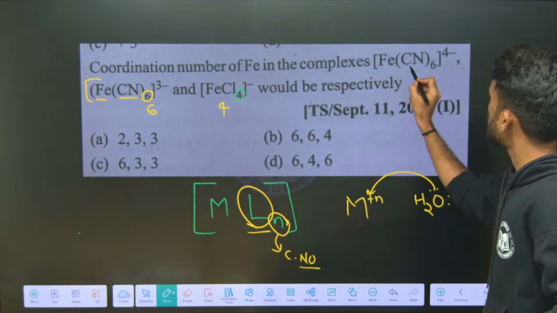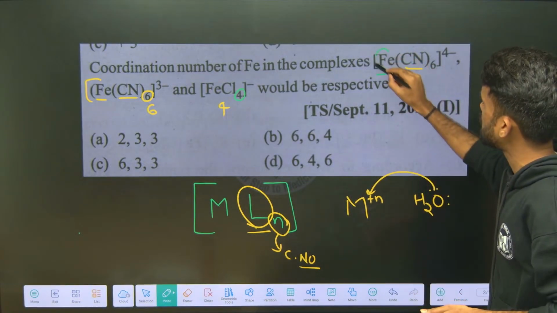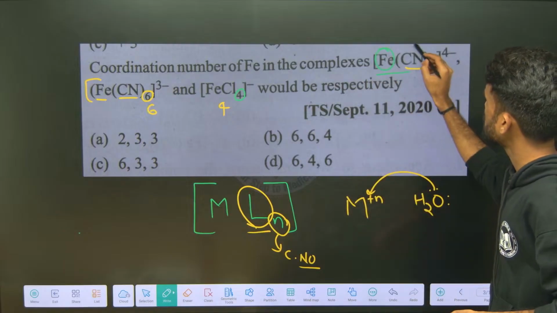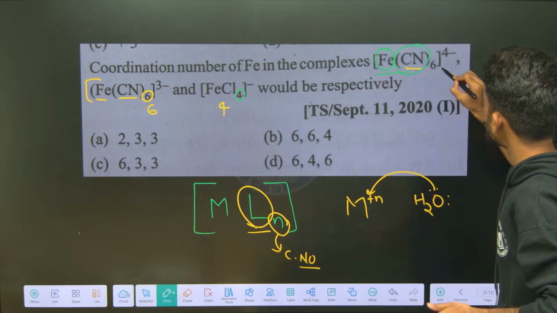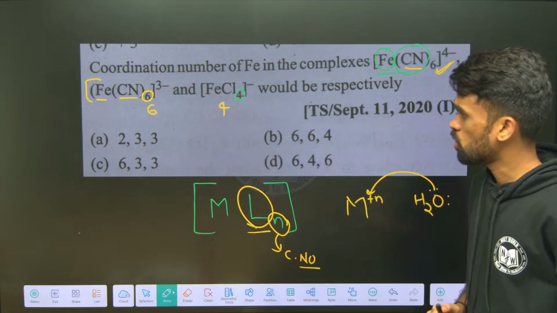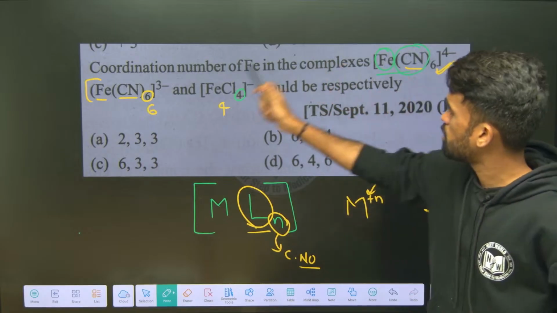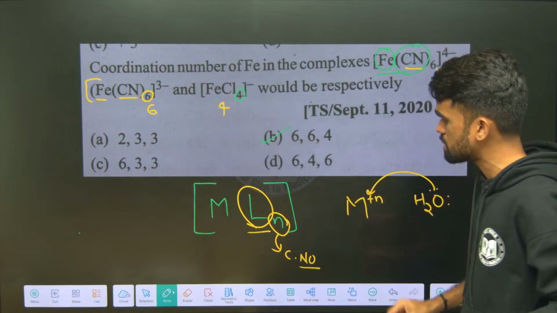Now tell me, what is the coordination number of this particular complex? Iron is the metal, and it has 6 cyanide ions surrounding it. So its coordination number here is 6. Now you have 6 and 4 as your answer, so option B will be the perfect answer for this question.